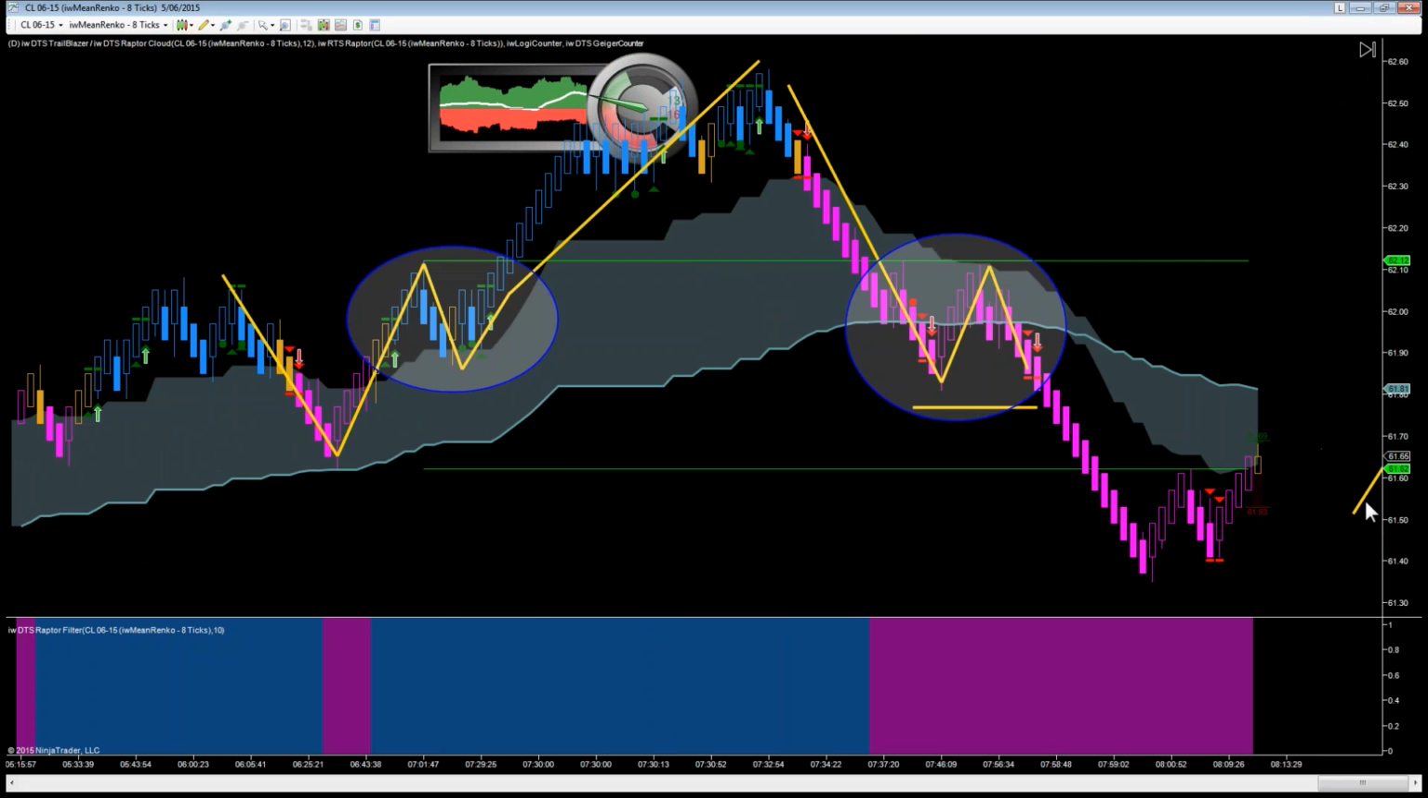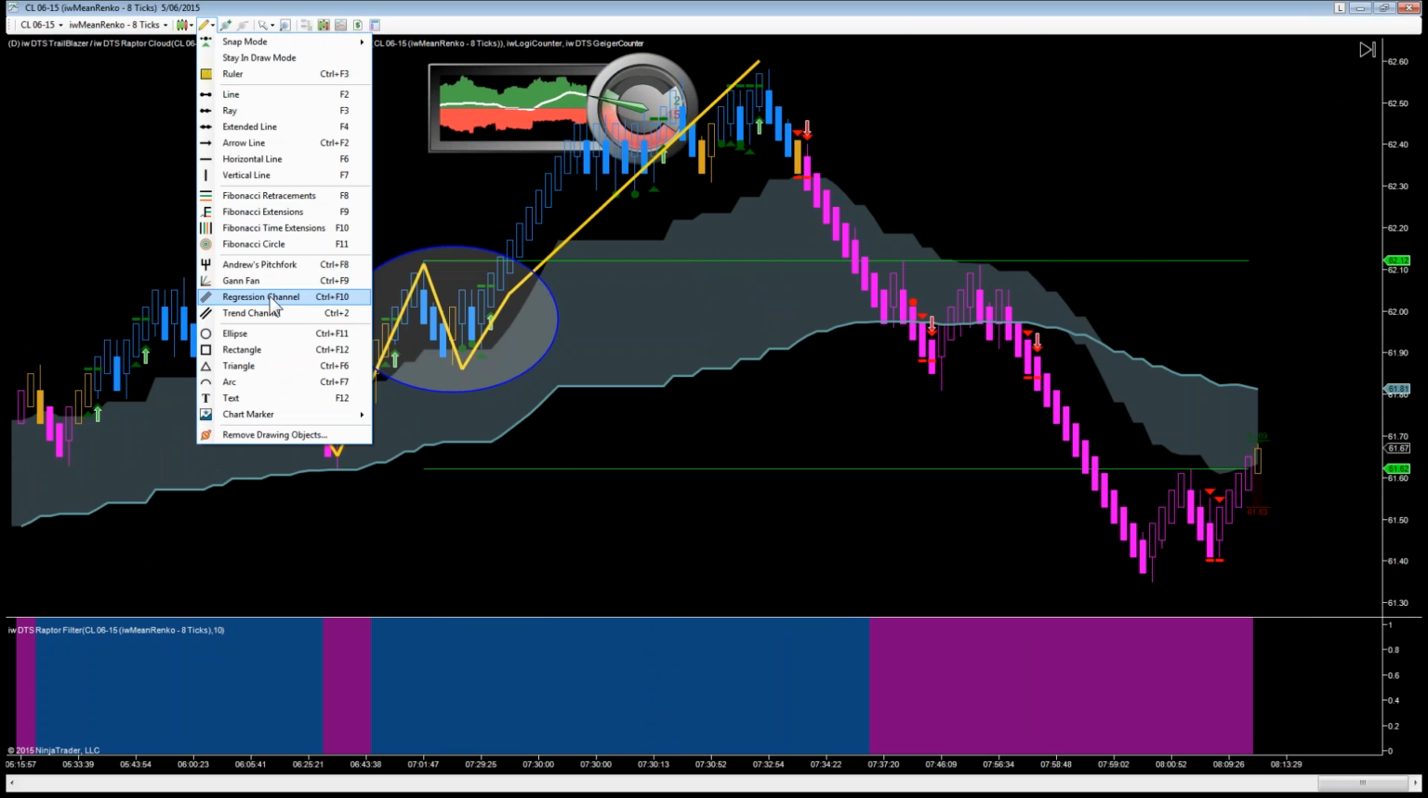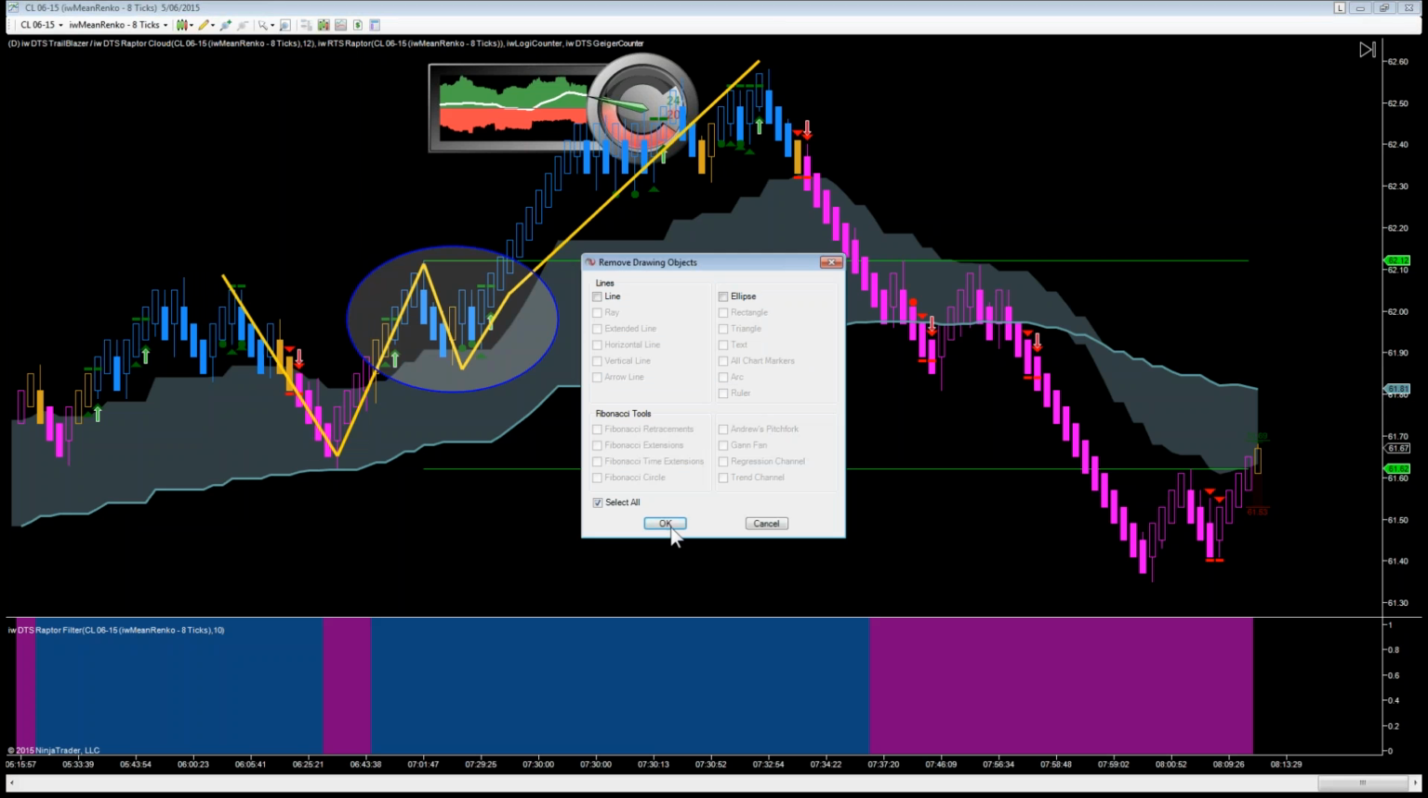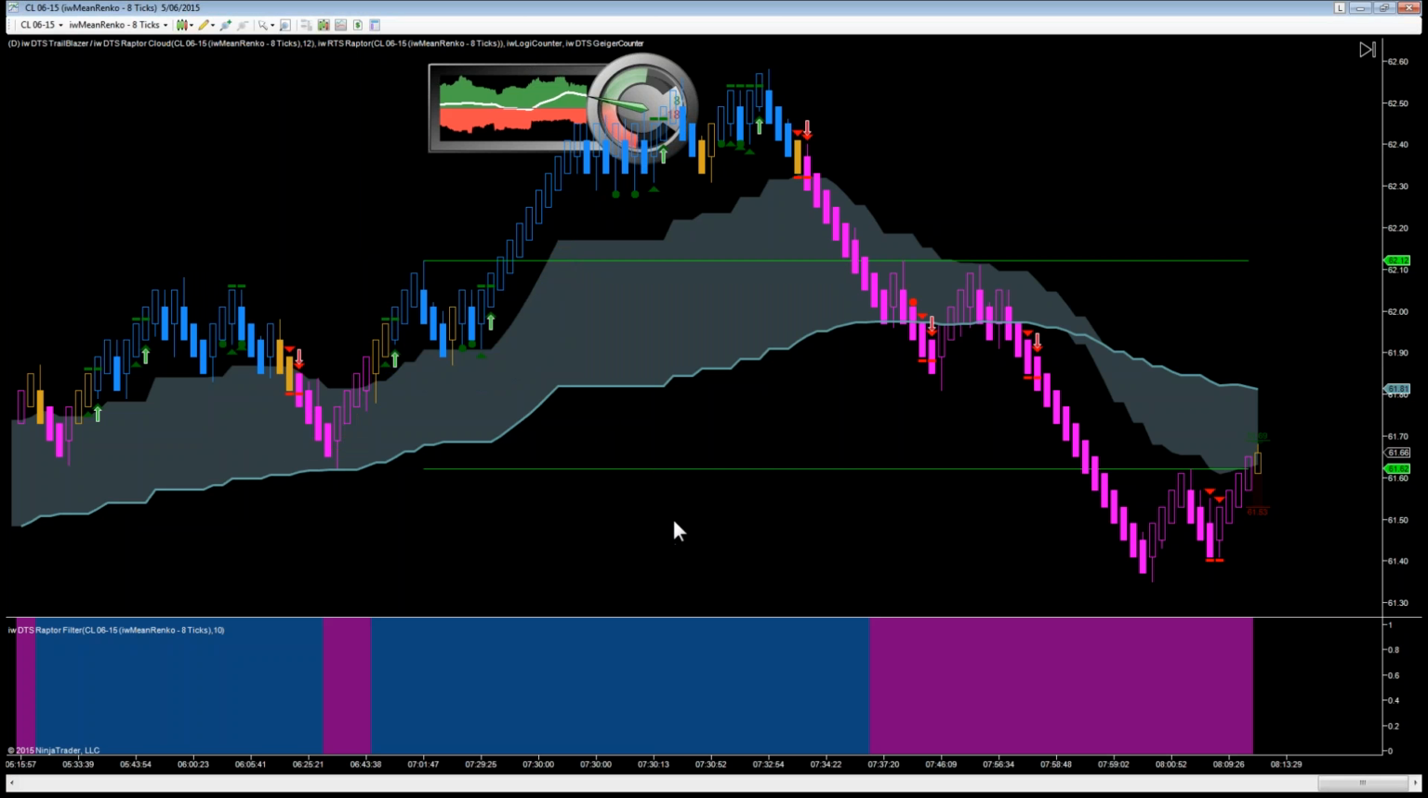The Raptor tends to be a little bit more conservative on many of the signals because it is a blending of the different tools. It has some of the advantages of each.